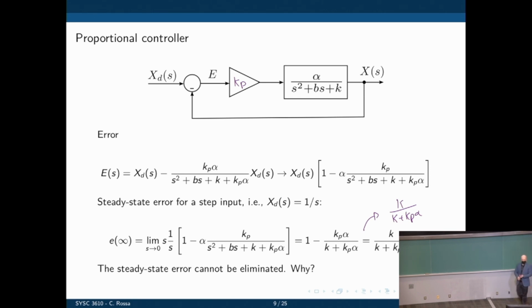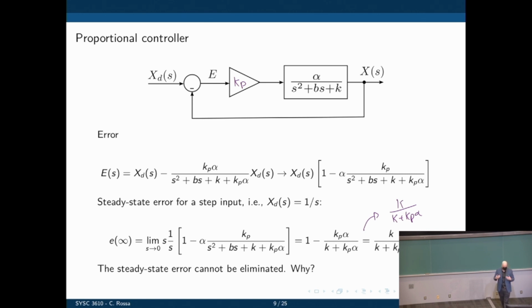K is a constant that comes from the plant. We can't control it. Alpha is also a constant. The only thing we have control over here is Kp. And given that Kp must be a positive number, otherwise the system goes unstable, what can we do? Regardless of the positive value of Kp, there is going to be a steady state error. We can never eliminate it. We can make it small by increasing Kp, but we can never eliminate it.